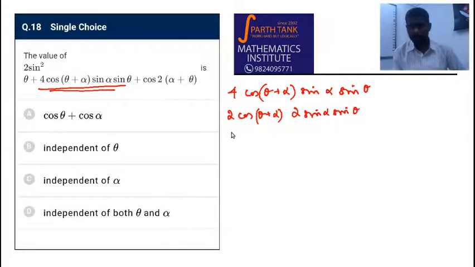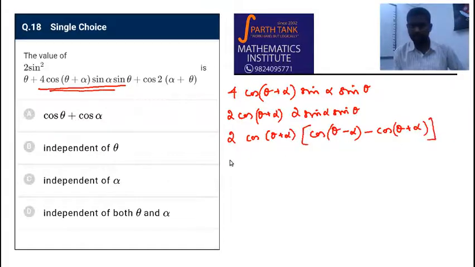What is 2 sine alpha sine theta? It becomes cos of (theta minus alpha) minus cos of (theta plus alpha), right? Now this would give me 2 cos(theta plus alpha) times cos(theta minus alpha). It is important to remember all these identities. You can't afford to make any mistakes here.